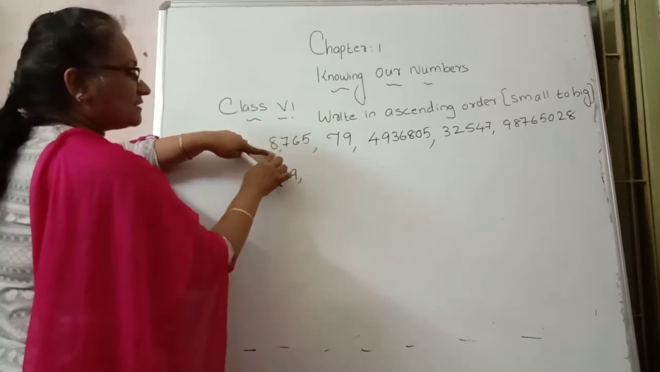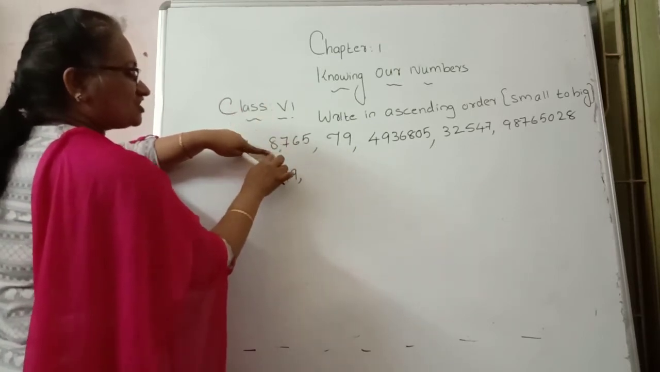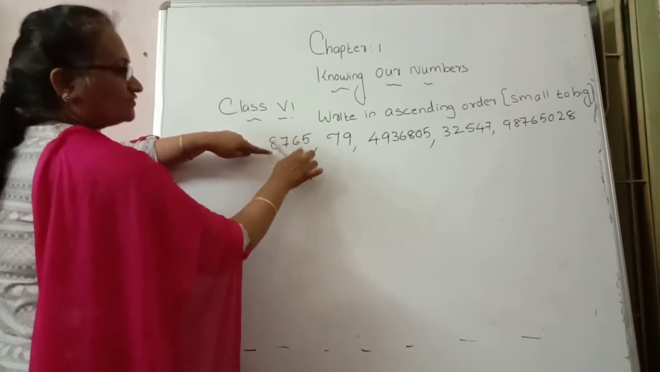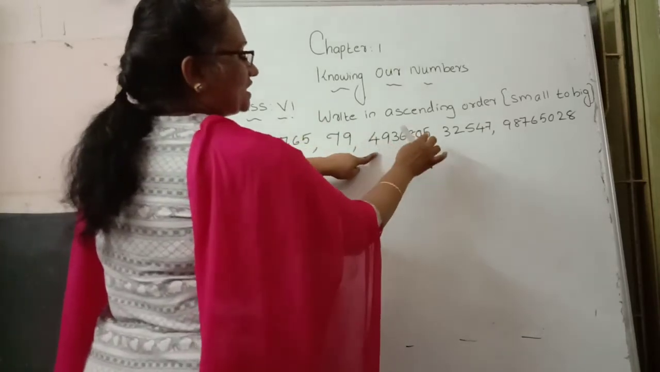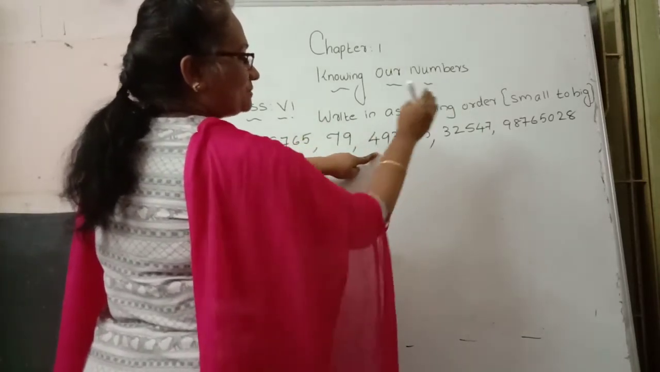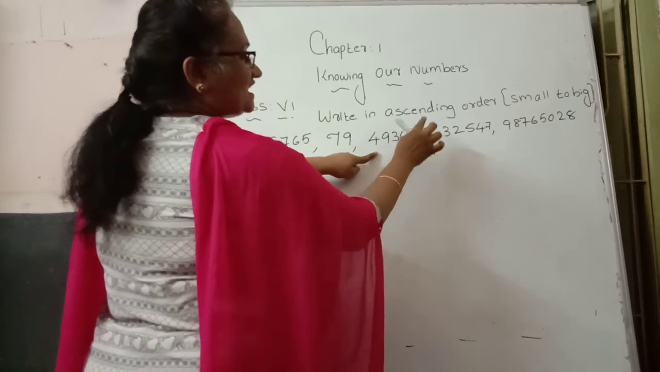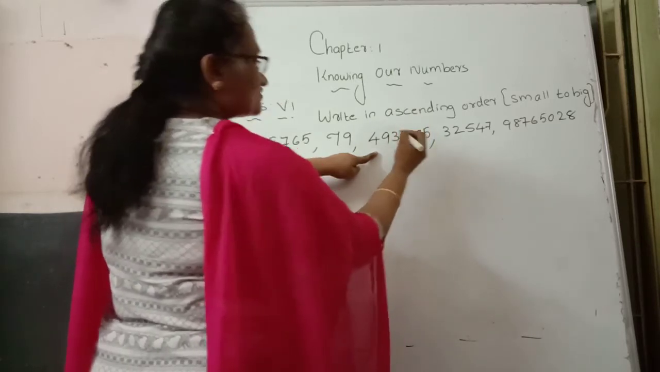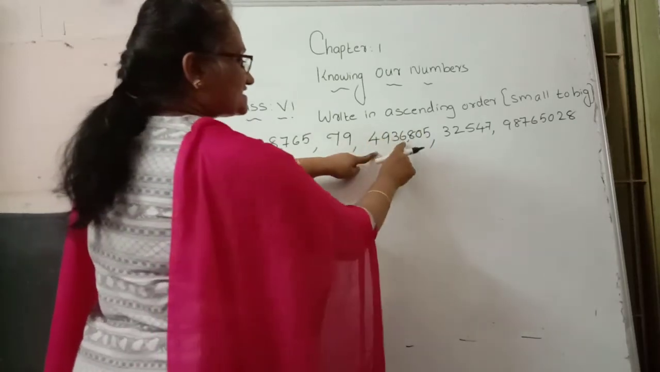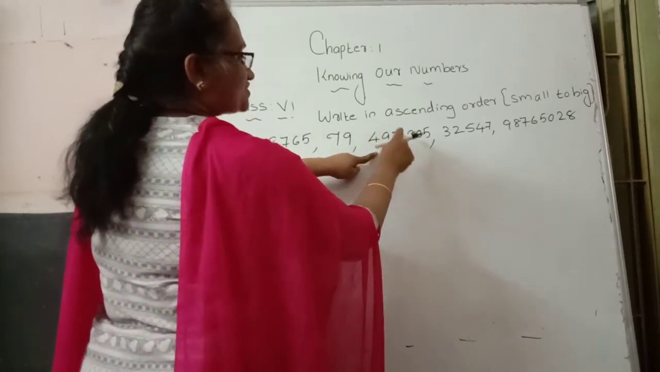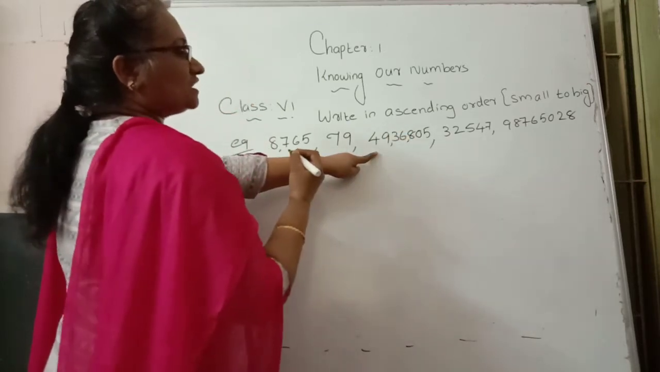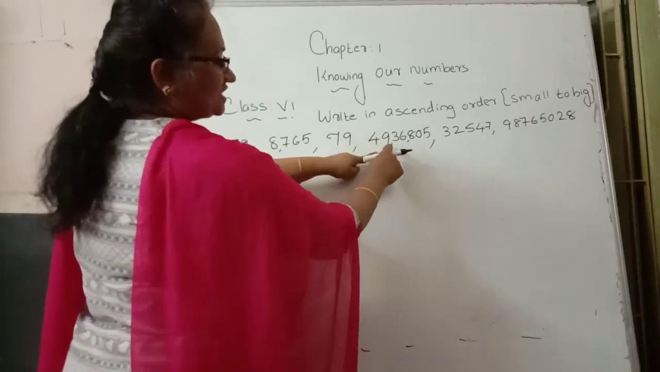How to read this number? 8,000. 8 is in the 1000 place, so 8,765 is this number name. Next, this number, how to read? First we find out the place value. 5 is in ones, 0 is in tens place, and 8 is in 100 place. Afterwards we put a comma. Next, 6 is in the 1000 place, 3 is in the 10,000 place. After that we keep a comma.